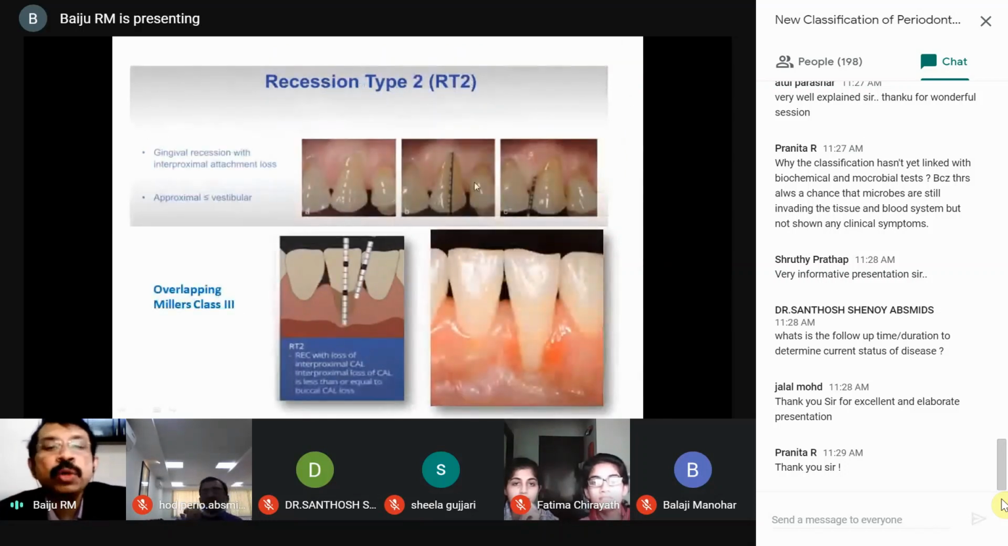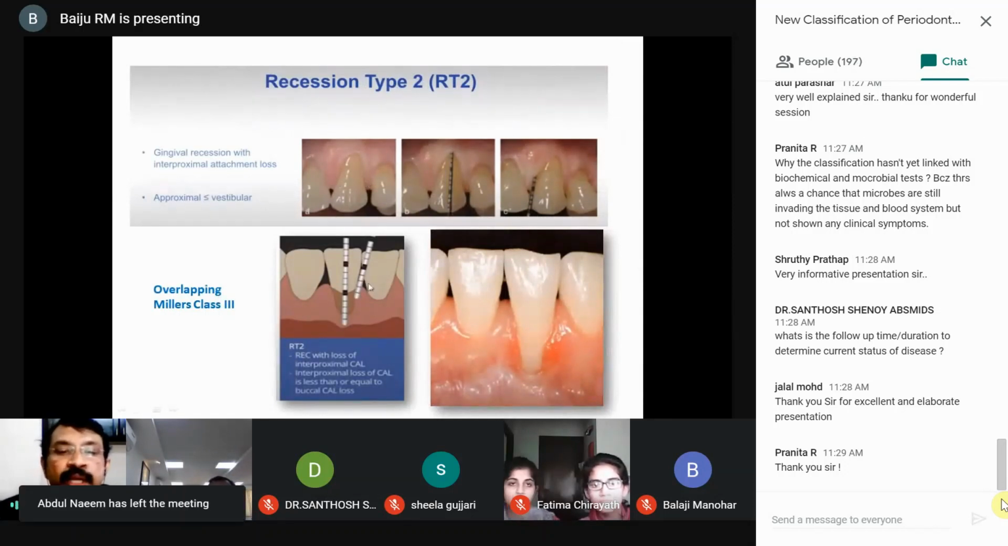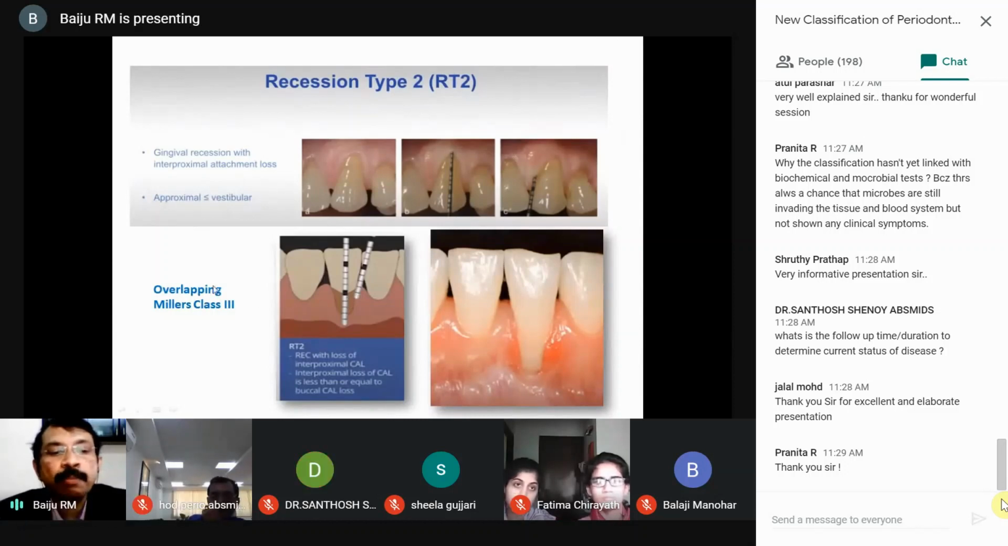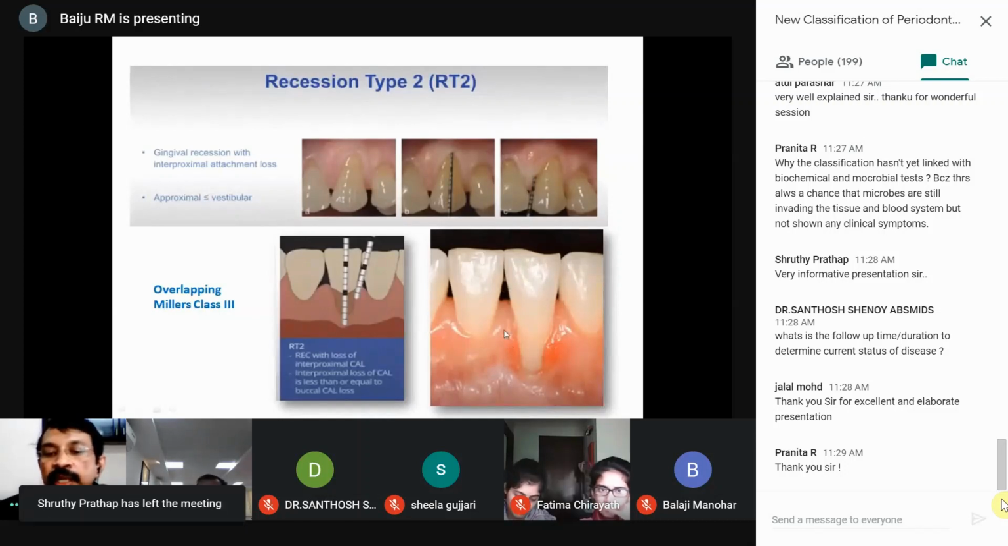Now, RT2 is a single recession with interproximal attachment loss. We recognize that there is attachment loss, so there is some overlapping with the Miller's class 3. In Miller's class 3, we say that the buccal recession should have extended to the mucosal junction plus some additional interproximal loss. Like you see here, there is some interproximal attachment loss. You can see that there is some interproximal recession as part of the basal aspect of the recession.